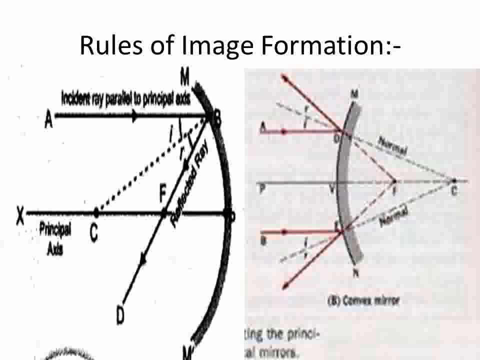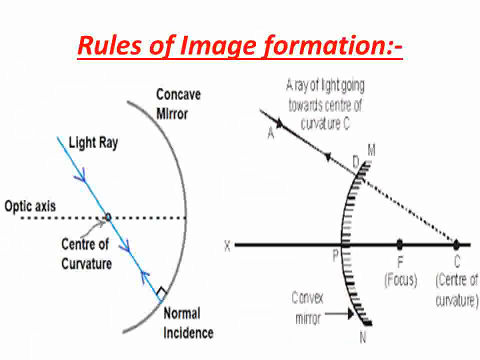Similarly, in the other figure, a convex mirror, the incident ray falls on the mirror, and then the normal is drawn from the center of curvature, that is CO, shown in the figure. The angle of incidence I is equal to the angle of reflection R according to the laws of reflection.